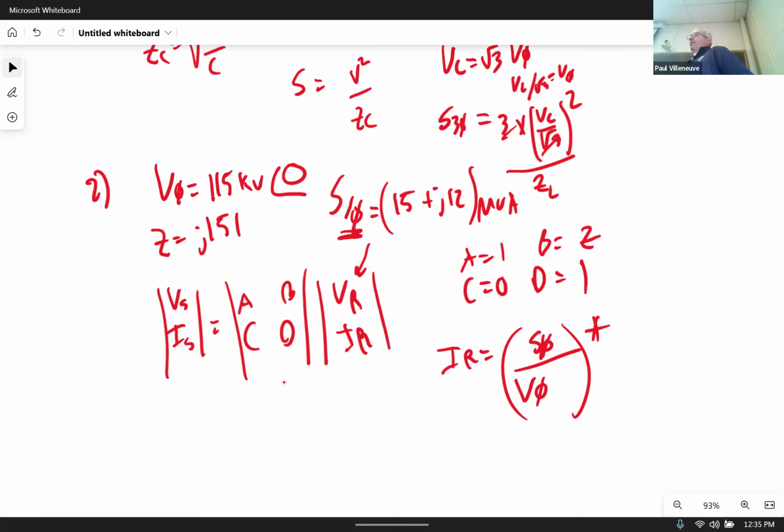Any questions on number 2? This one I just really wanted to see if you could use the ABCD parameters, and didn't want you to worry too much about square root of 3. But some people actually made it more complicated by putting 3s or square root of 3s in there. That wasn't what I was intending to do. Any questions on number 2?